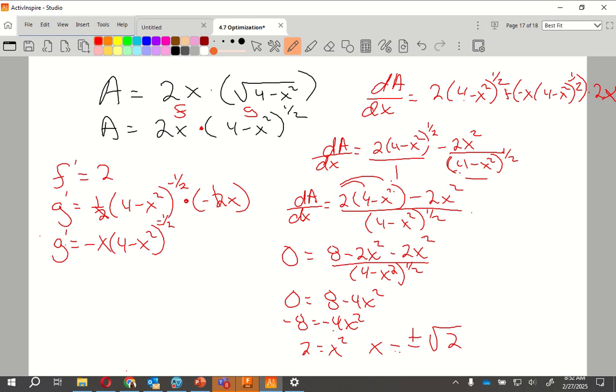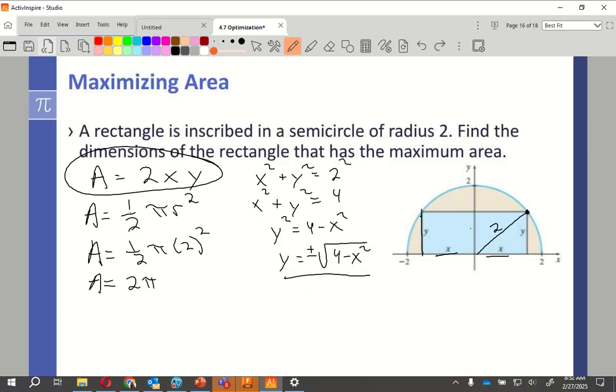So for my dimensions, because it is a coordinate, this is going to be a positive square root of 2. This one over here is going to be going this way, a negative square root of 2, because I'm on the coordinate system. I'm allowed to have the negative on the coordinate system. Now, if I plug that back in to figure out what my y is going to be, let's just plug in for the positive because I know that's going to be the same for the negative, just changing the sign.